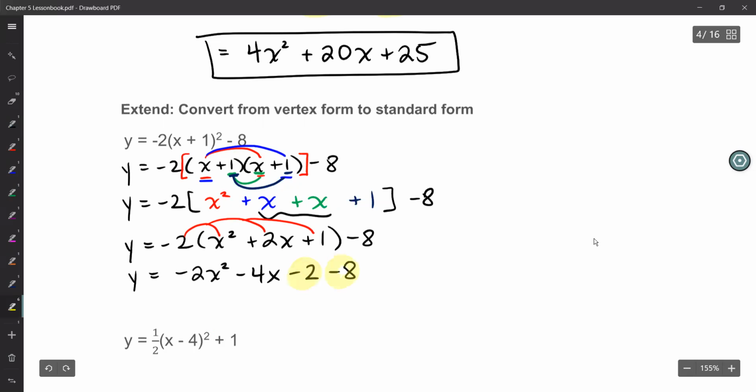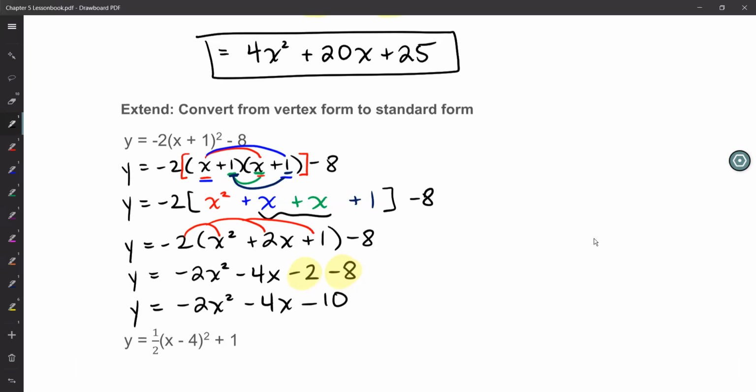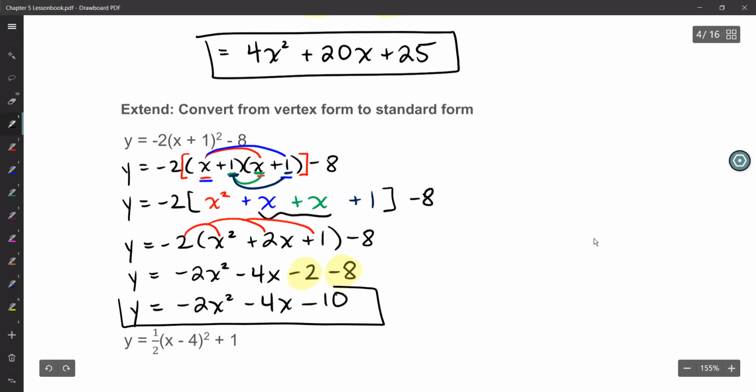And I'm seeing a couple more like terms here. I have -2 and -8 that can be put together, so we're going to have -10 in the end. So now we've gone from something in vertex form, and now this is in our y equals ax squared plus bx plus c standard form.